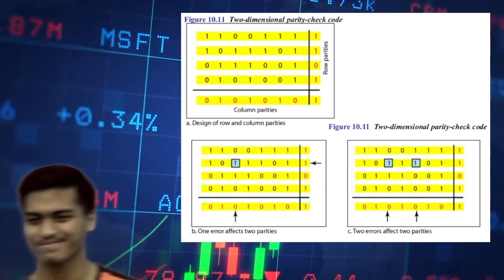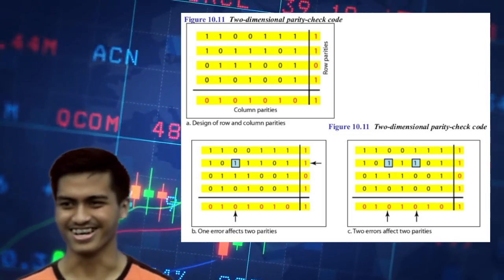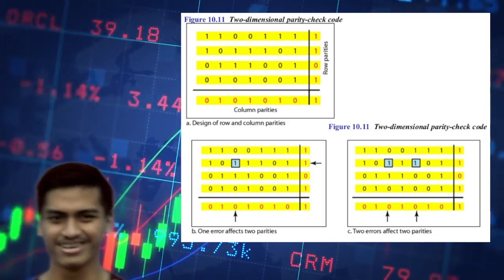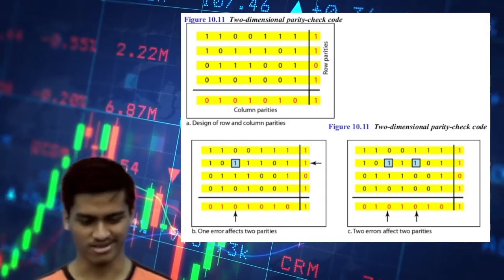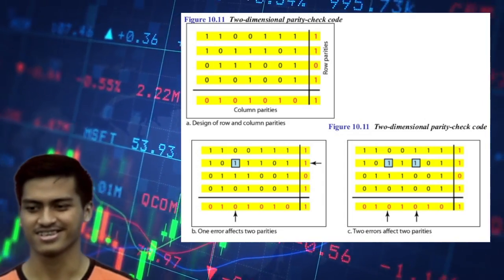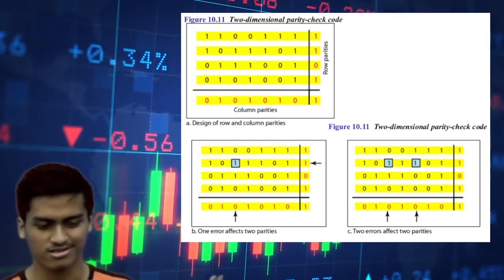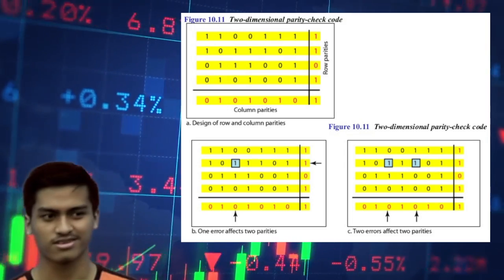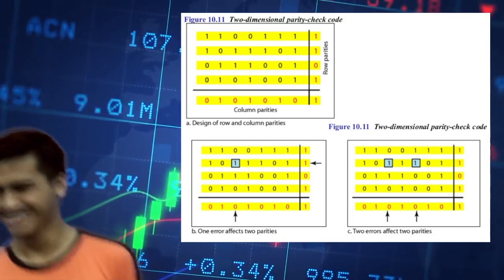When there's one error, you can detect two parities, and if there are two errors, you can also detect two parities. And when there are 3 errors, you can detect 4 parities, and when there are 4 errors, you cannot detect. So that's it.